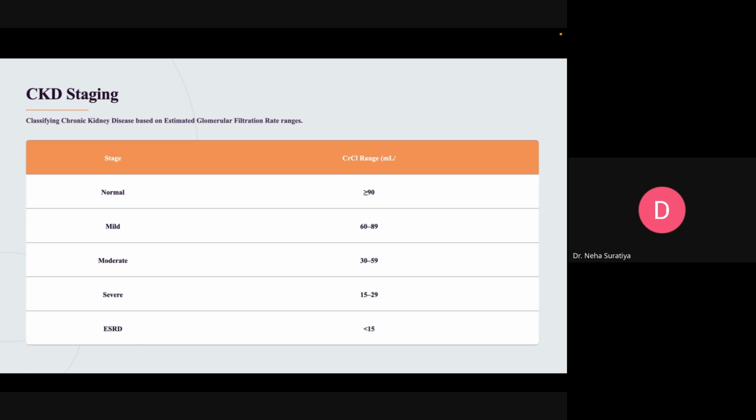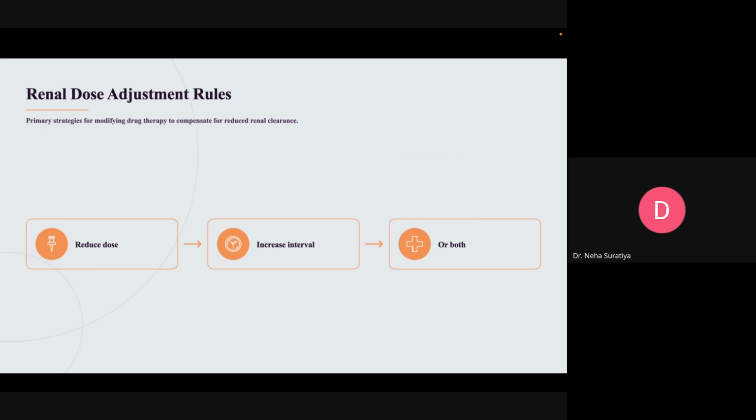This is a very important thing you can do. After the creatinine clearance calculation, you will stage your chronic kidney disease. Next will be the renal dose adjustment rule.